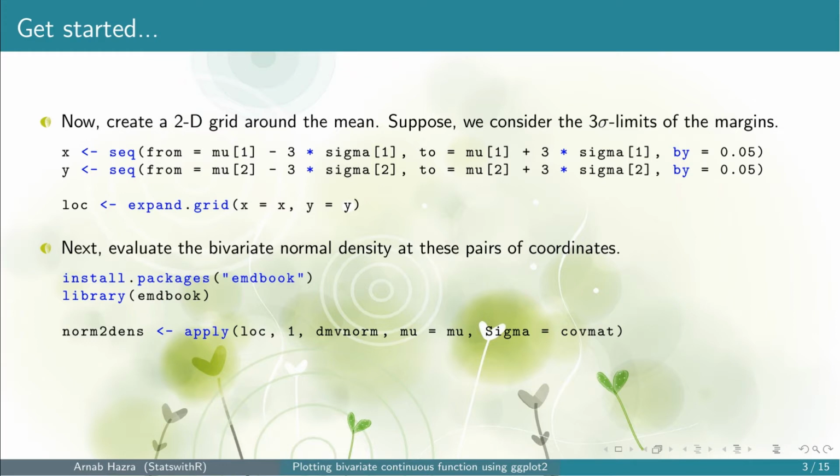Once we run these lines, a vector norm to dense will be created. The number of elements in norm to dense is equal to the number of rows in log, and each element is the bivariate normal density evaluated at a coordinate. From now on, we just need the matrix log and the vector norm to dense.